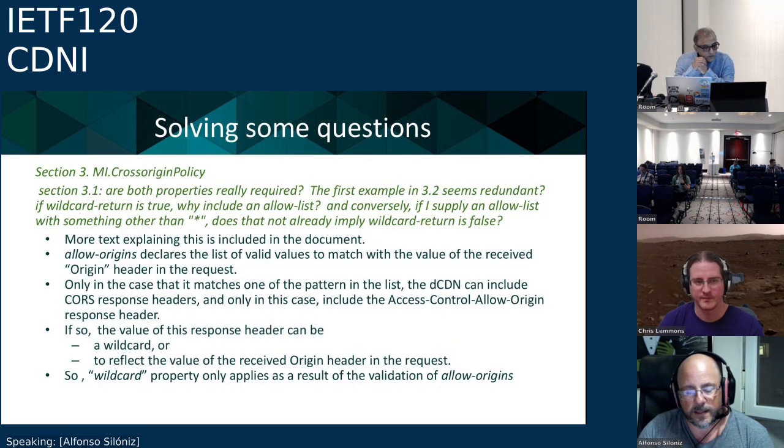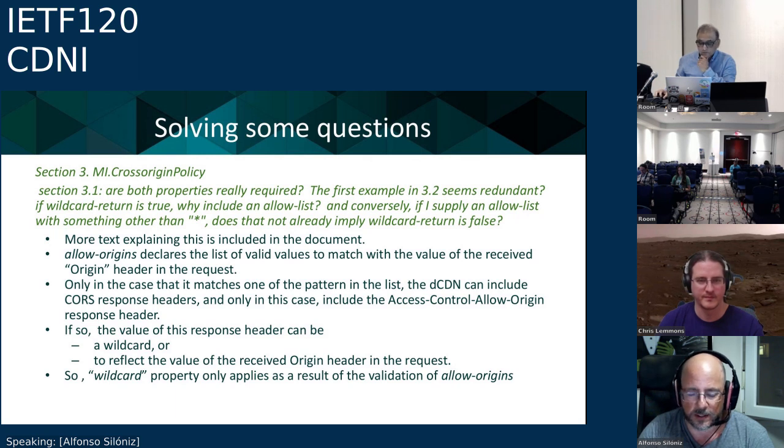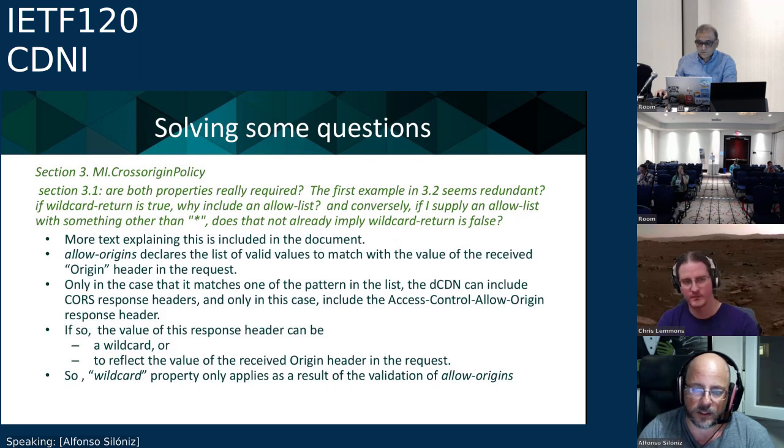Another thing is a question specifically about how to use this generic metadata object when defining the CORS configuration from the upstream to the downstreams. It concerns the two main properties of the object, the allow origin list and the wildcard return. Kevin, from the text, seems to have understood that it was some kind of duplication, or that it was redundant to have both properties.